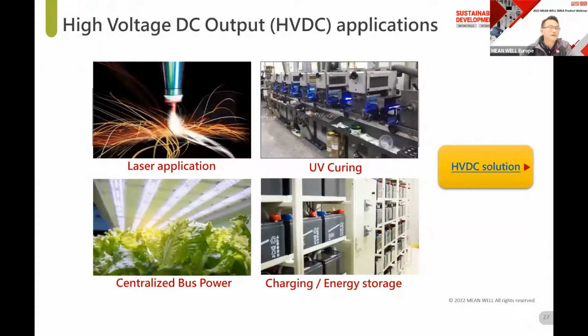Here are the high voltage applications for your reference. Laser cutting machines and UV curing machines need high energy in the production process, and centralized bus power is a typical horticultural application for powering the luminaire with high voltage. High power with high voltage has an advantage regarding temperature, because high voltage runs with a low current. If high power runs with a low voltage, you can imagine the high current will bring up a lot of heat. It's a greater potential risk for those applications or systems.